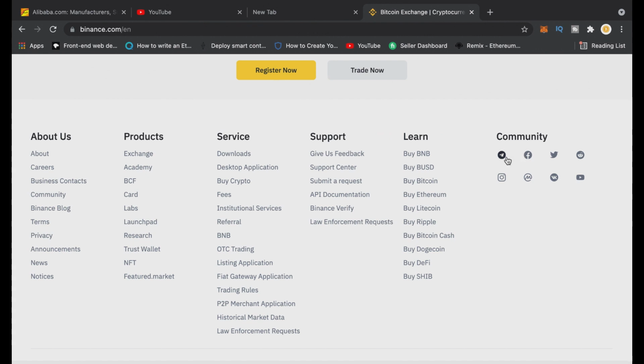So in the community section, if I click this link here, it should take me to the official Telegram group of this Binance site. If I click this one here, it should take me to the official Facebook group. If I click this Twitter link, it takes me to the official Twitter group. And this one here is for Reddit, this one for Instagram, this one for CoinMarketCap, right? This one for Viki, and this one for YouTube. So whenever I keep my mouse on these links, you will see that the link will display down here. So that's just what it is.